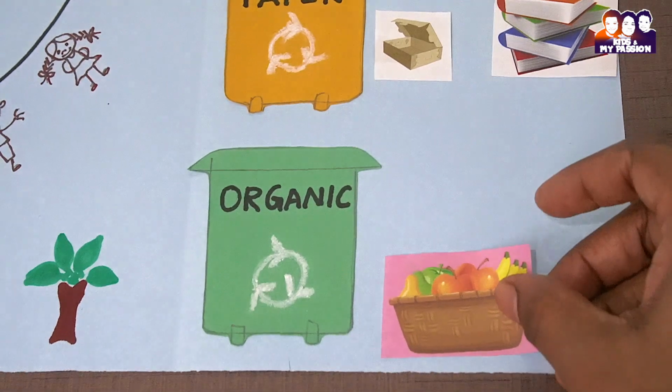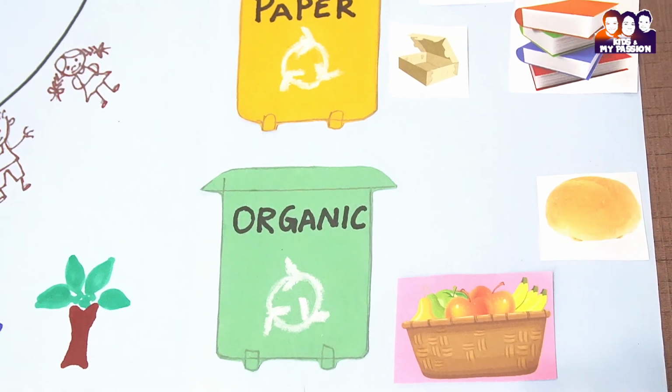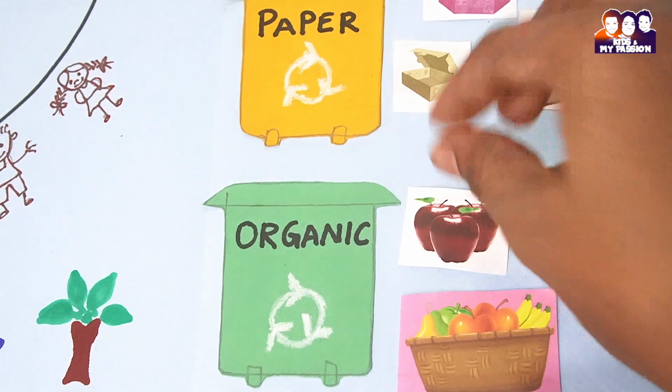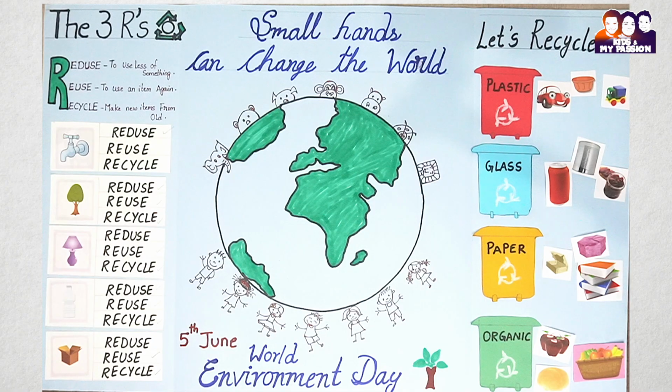Fruits, bun, apple. These are food waste, veggies and fruits. So they need to match with the green bin, that is organic.